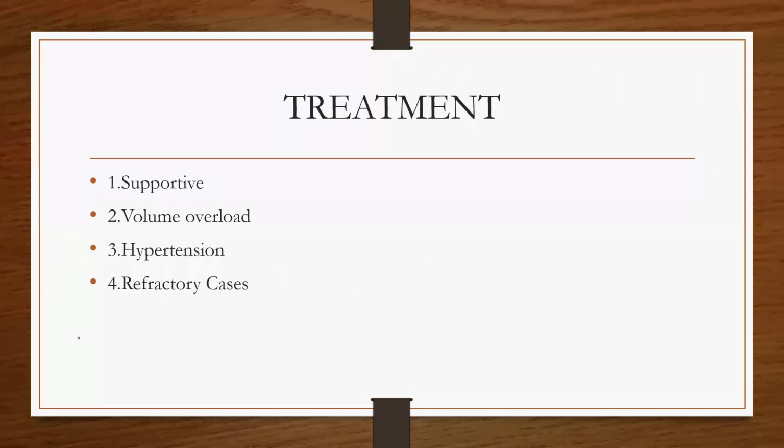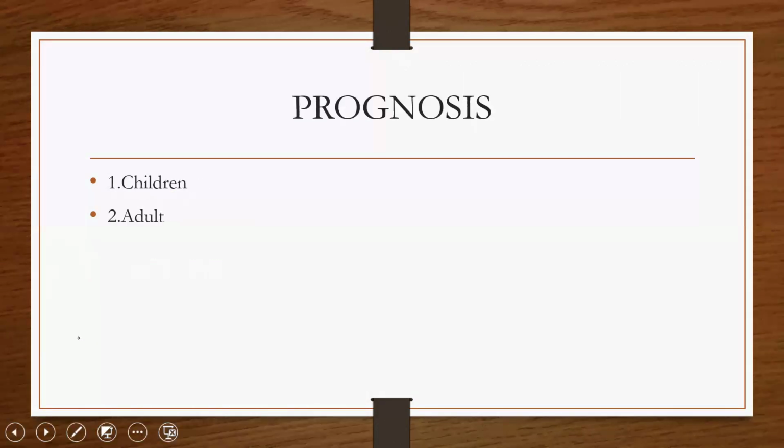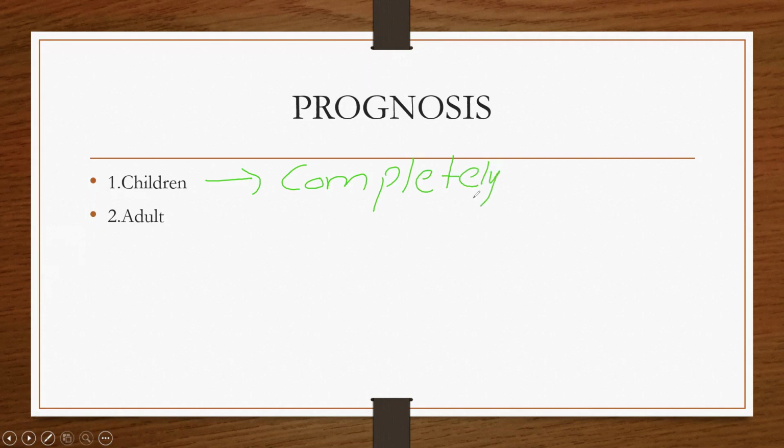Okay, so the last slide is prognosis. In the case of children, they completely recover, in a few weeks. While in the case of adults, they are likely to develop chronic kidney disease.